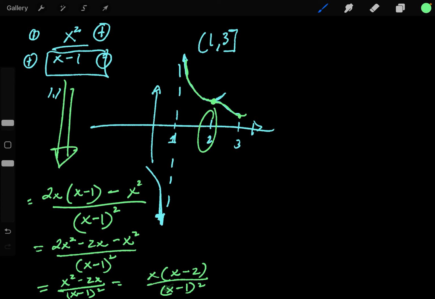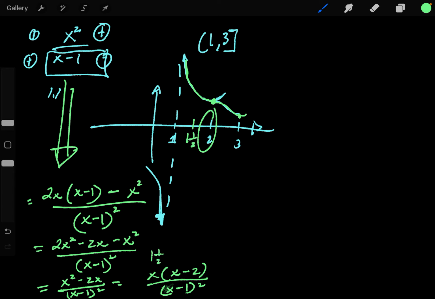I want to check to see what's happening to the left of 2 and to the right of 2 in this instance. So to the left of 2, what do I get? I'm going to have like 1, right? Or let's do 1 and 1/2, right?